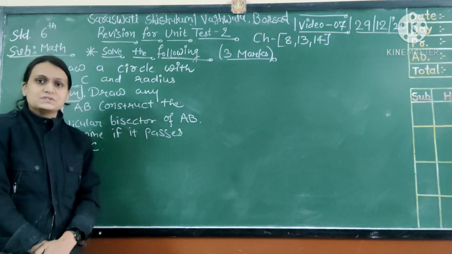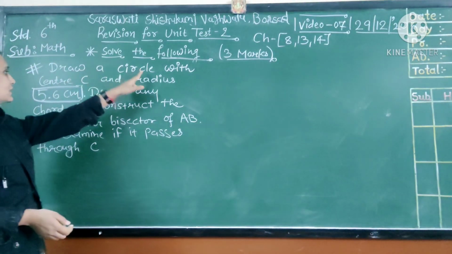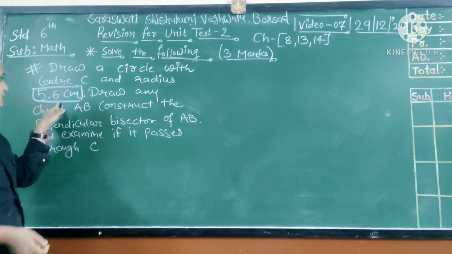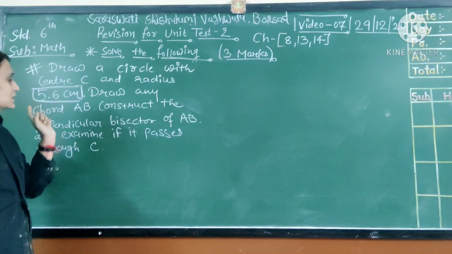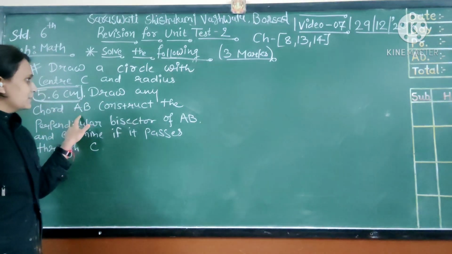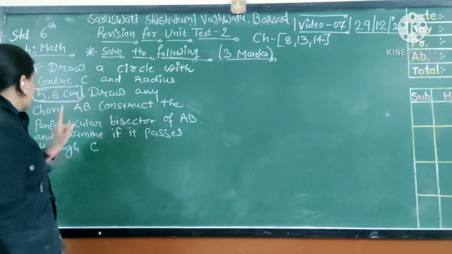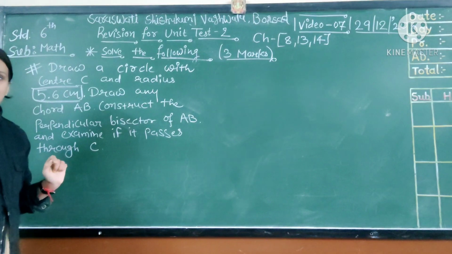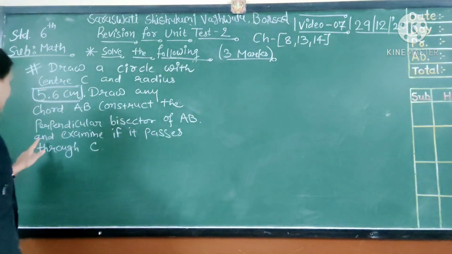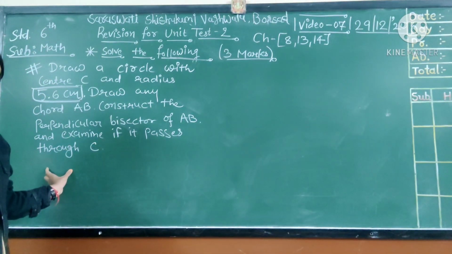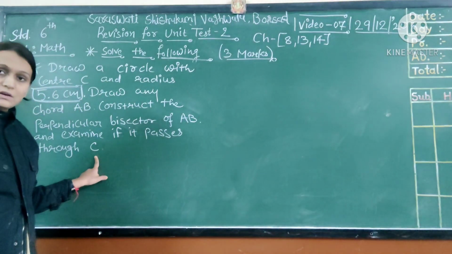Okay, so our next question is from construction. So the question is that we have to draw a circle with center C and radius 5.6 cm. Means first we have to draw a circle with the given radius, then draw any chord AB. Means after constructing the circle we have to draw one chord, then construct the perpendicular bisector of AB. So we have to construct a perpendicular bisector of chord AB and examine if it passes through C or not. Means we have to check whether the perpendicular bisector passes through the center or not.